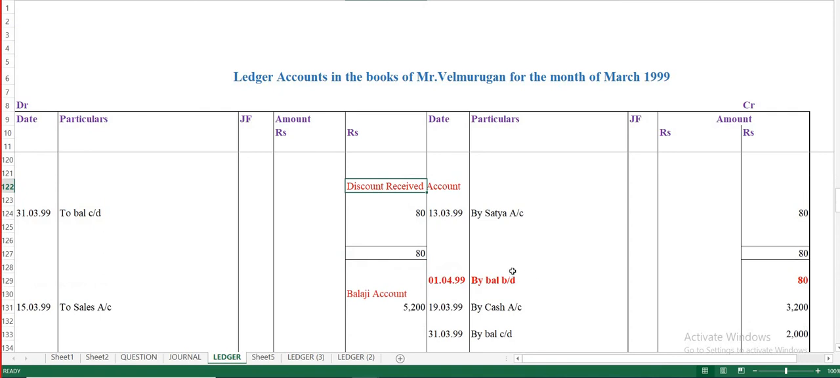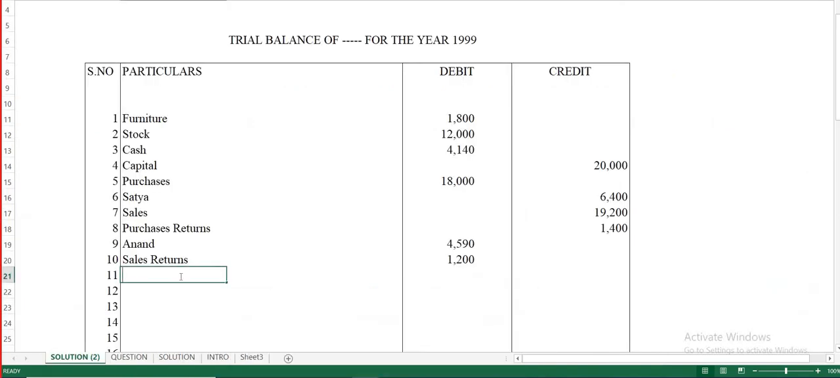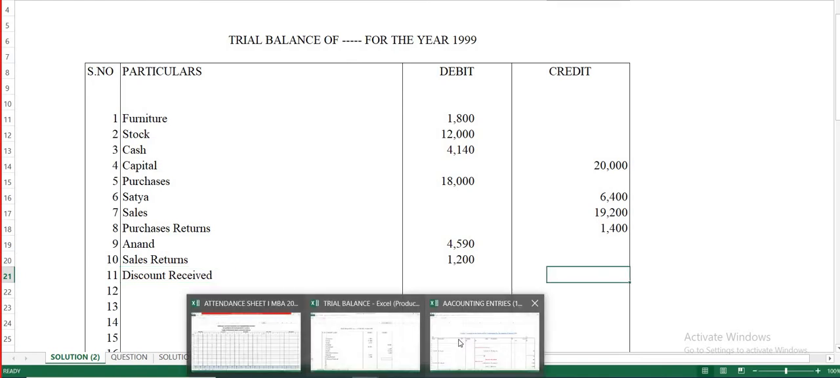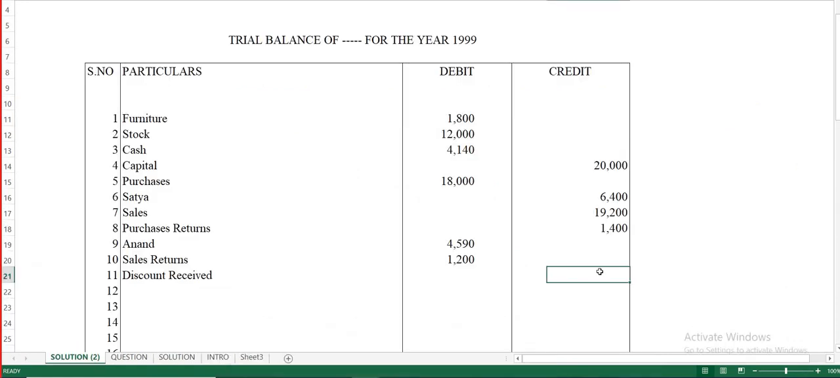Discount received. We have got a balance on the credit side. So discount received is an income. So always it will be under the credit column only. Under the credit column only you have to show it, because it is an income and we are getting the total and balance on the credit side only. So this 80 rupees should be shown on the credit column only in the trial balance.